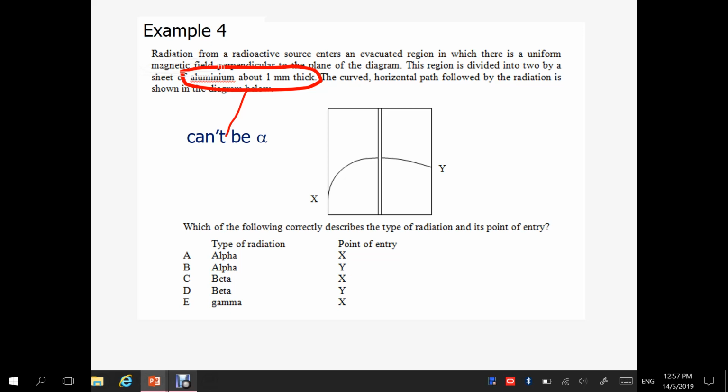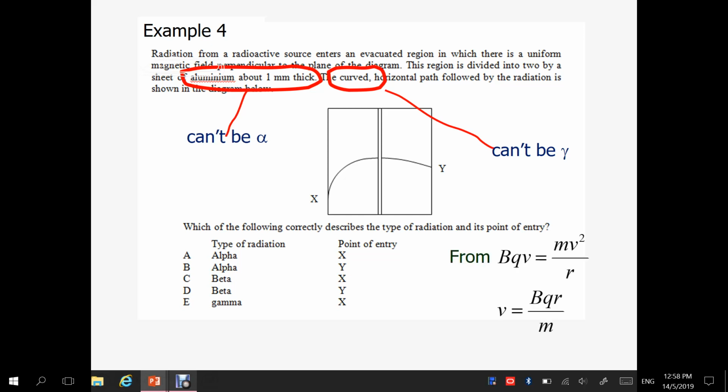Firstly, we can see that the radiation can penetrate through the 1 mm thick aluminium. So it passes through, which means it can't be alpha. And because there is a curved path in the B field, it cannot be gamma, because gamma will not be deflected at all. So the answer is C or D. Then how do we see where is the point of entry? Well, when the beta particle passes through the aluminium, some of the energy is lost. So the KE after passing through the aluminium will be less than the KE before passing through the aluminium.